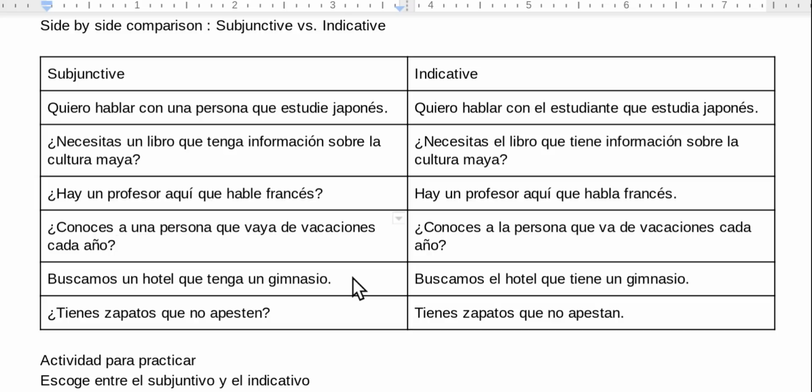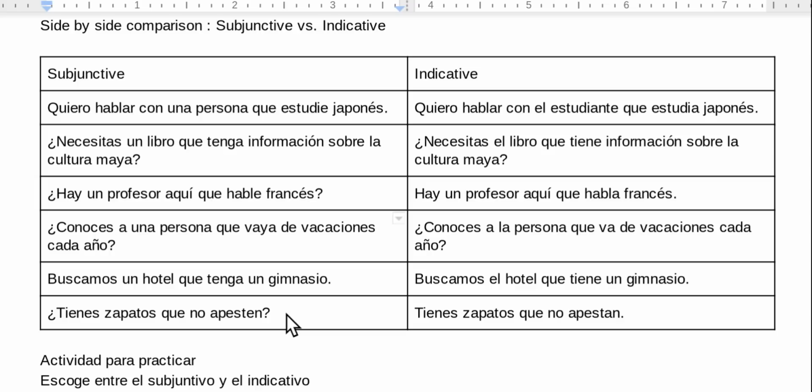And the last sentence is a question. First, ¿tiene zapatos que no apesten? The infinitive of that verb is apestar. It's an AR verb, and it means to stink. So do you have shoes that don't stink? So I don't know if you have these shoes or not. That's why it's in the subjunctive.